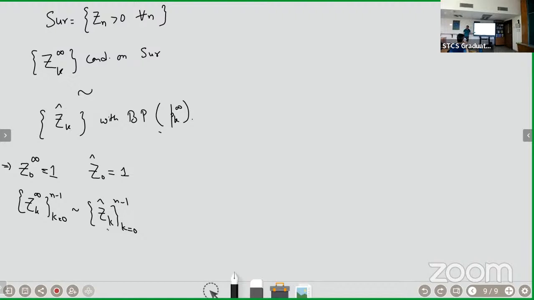Now for ZK infinity, what have I shown previously? What I showed last time was that from the parent, the number of children which are part of ZK infinity have the distribution PK. That is exactly the same. So going from here to the next step is a branching process of that distribution, and from here to the next step is also a branching process with exactly the same distribution. That's what we proved in the last step.